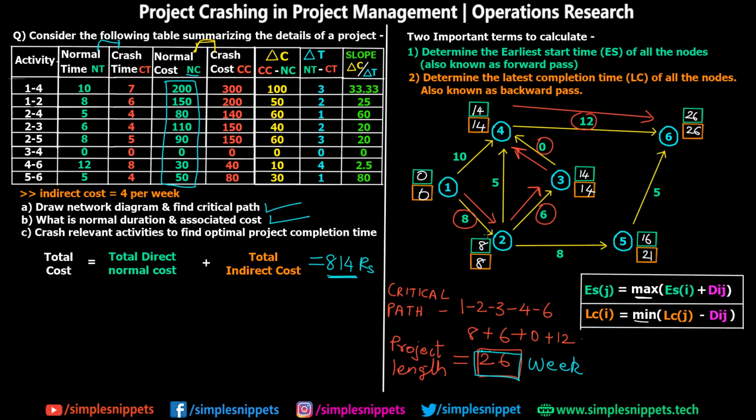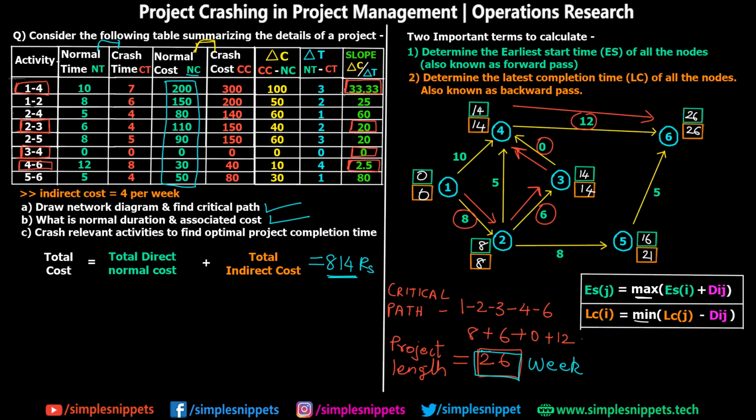The first critical activity is 1 to 2. Then we have 2 to 3. We also have 3 to 4. And lastly we have 4 to 6. So these are the 4 critical activities which we are interested in. After marking the critical activities, we have to observe the slope value. So I'm just going to highlight the slope values also for all these activities.